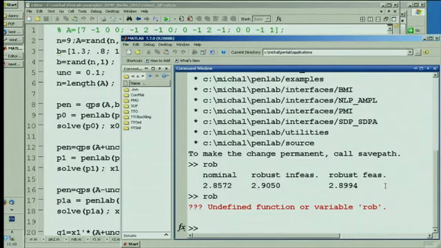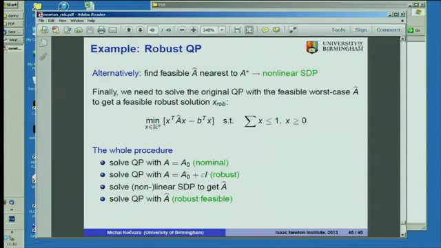Okay, so that was the final illustration of how easy you can program things with PenLab. So I can close that.